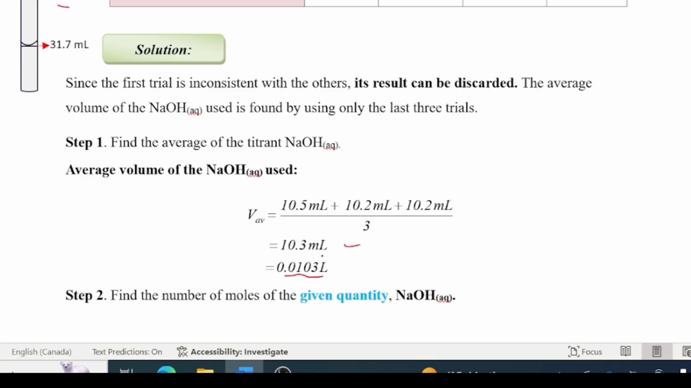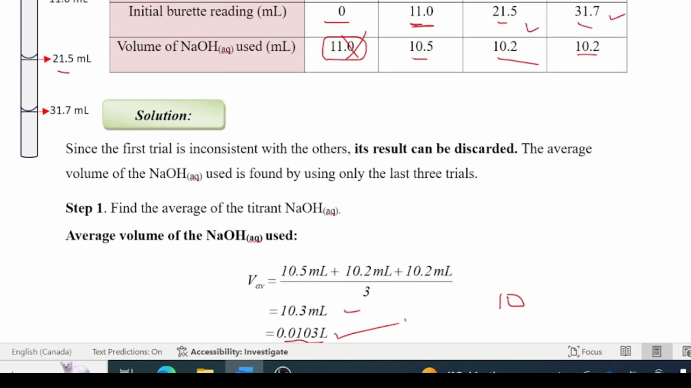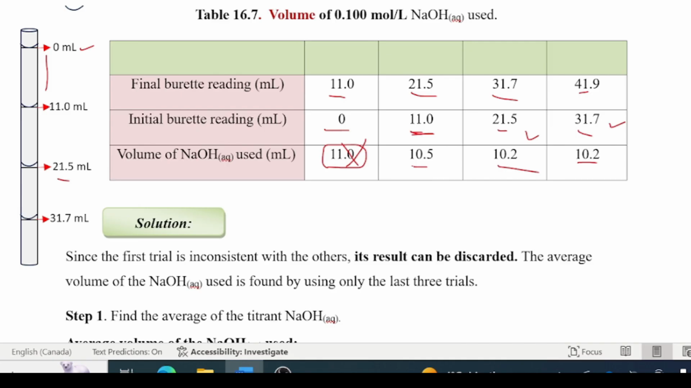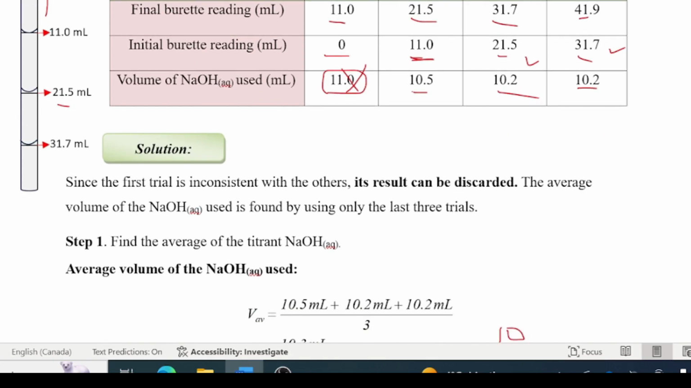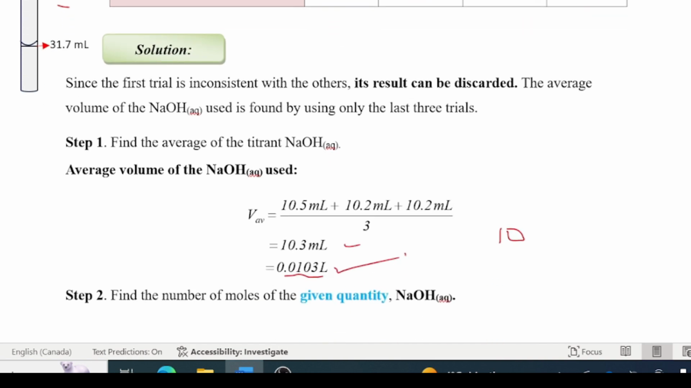0.103 liter. It's just as if we did one titration, and that is the volume you use to neutralize your 10 milliliters of your hydrochloric acid of unknown concentration. So the whole objective of that titration is to know what volume of sodium hydroxide was used to neutralize 10 milliliters of HCl of unknown concentration, and that's our volume here.